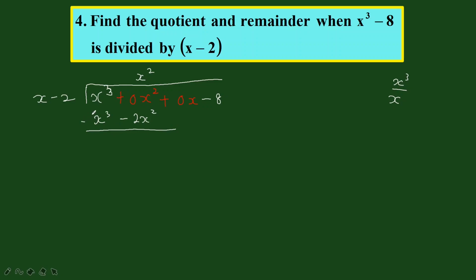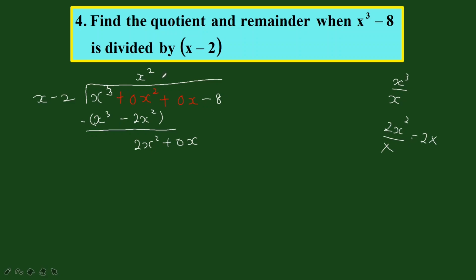I'm going to minus the whole thing. Okay, so x cubed minus x cubed gone. 0x squared minus negative 2x squared, I will have 2x squared there. I'm going to bring down this plus 0x. Okay. When I'm done with here, so I will have 2x squared divided by x. So I'm going to have 2x. Okay, I'm going to write this 2x right on top of the x.